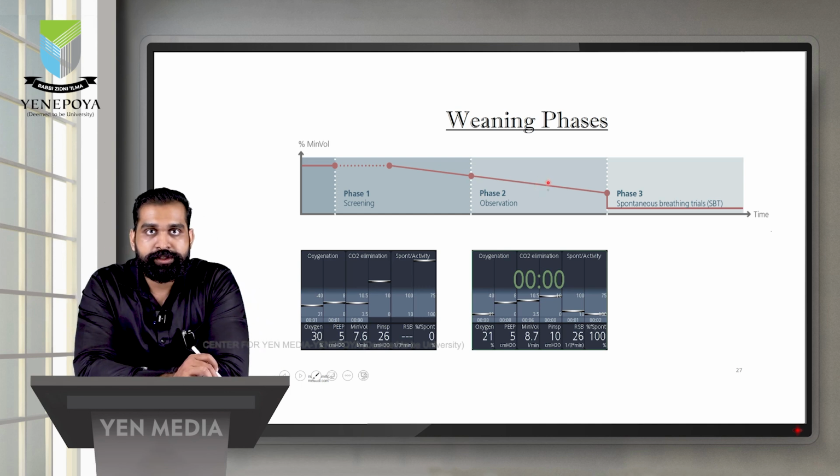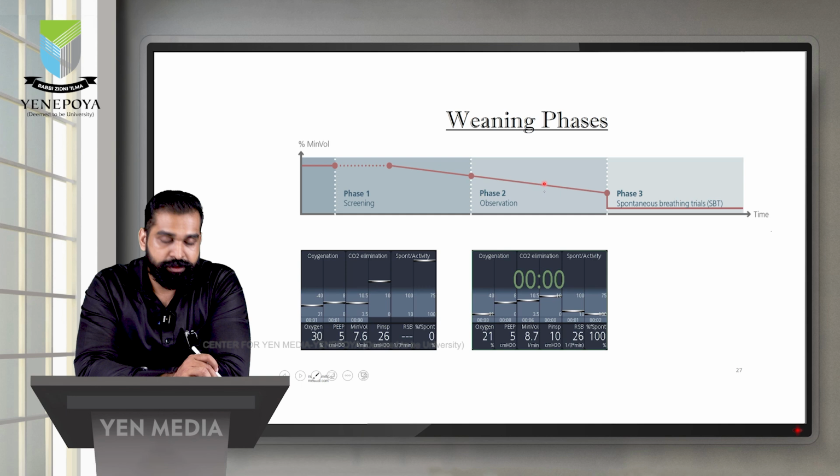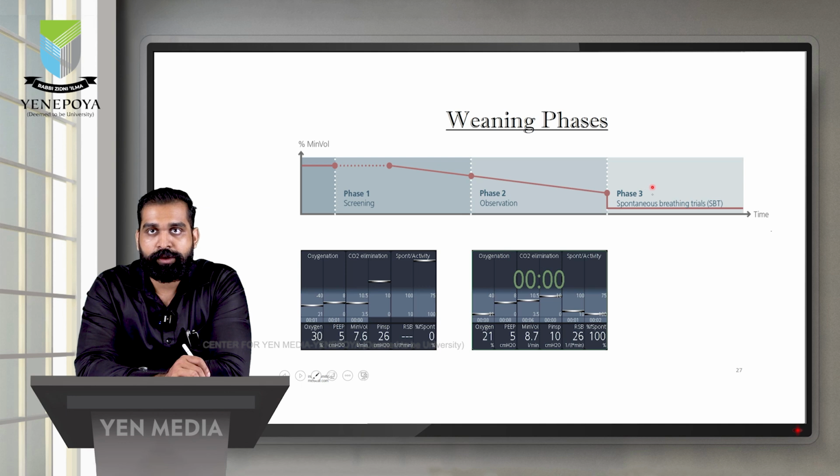Now, if the patient is stable in phase 2, the observational phase, for about 30 minutes to 2 hours, you can move on to the spontaneous breathing trial phase, where the patient will be set on a ventilatory setting of PEEP of 5, FiO2 of about 30%, and the percent minute volume setting of about 25%. If the patient stays stable in phase 3, then you can consider extubation.